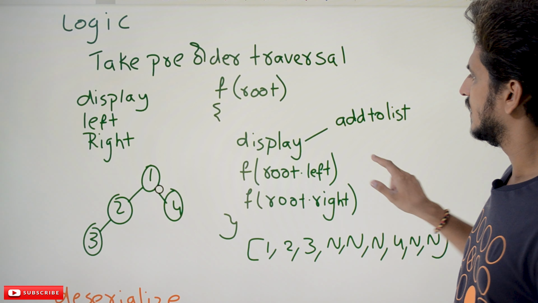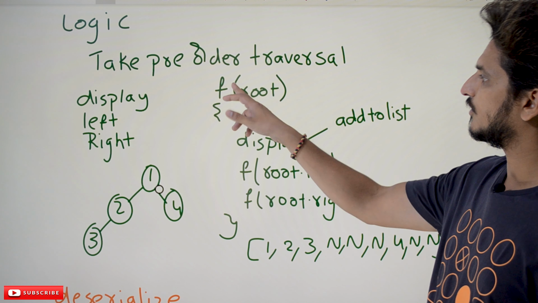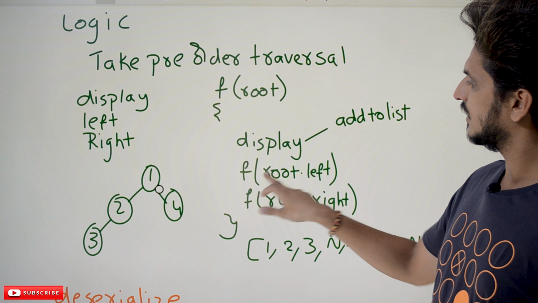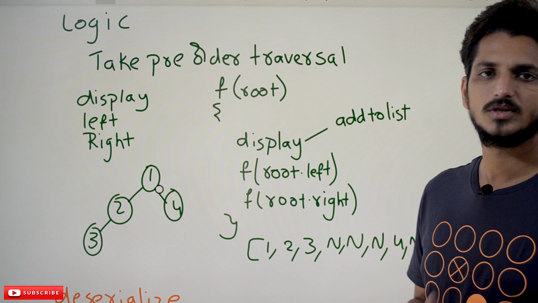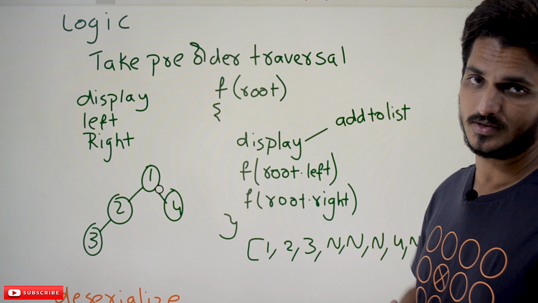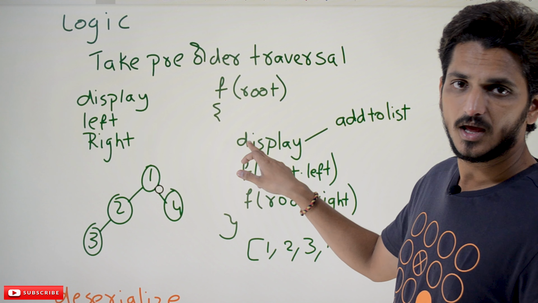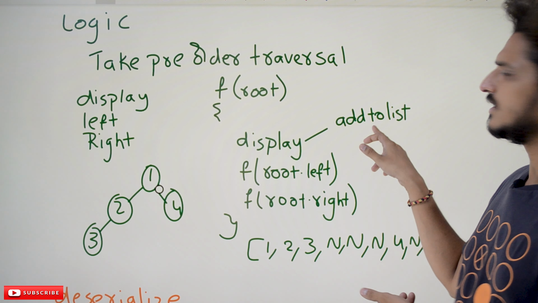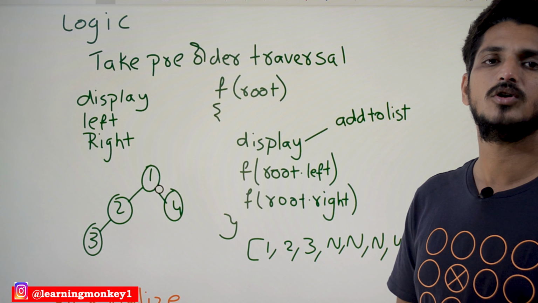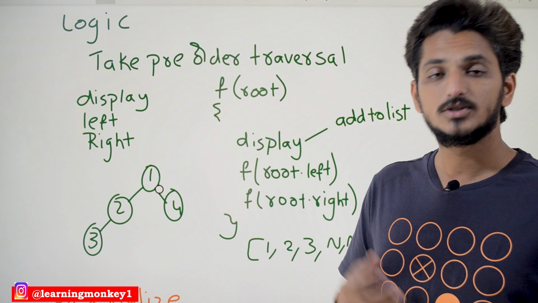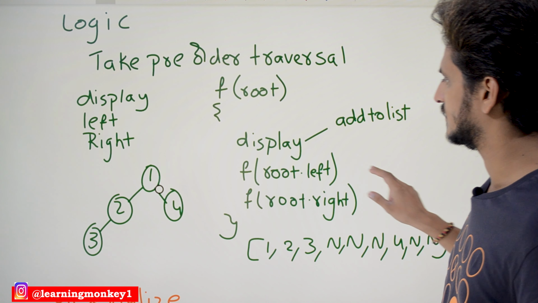Here we are taking the code for the preorder traversal, which we discussed in our basic coding. F of root node: display, call the left node, and call the right node. This is the order for preorder traversal. But what we have to do here is, whenever you want to display, instead of displaying, add it to a list. That list is what you are going to output. It's very simple if you understand preorder and inorder traversals.